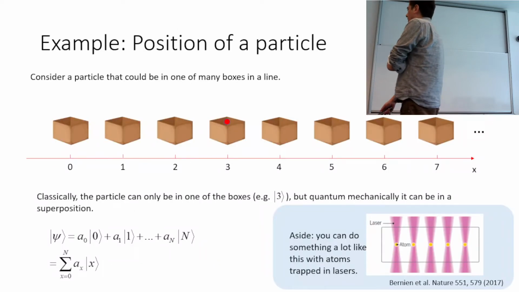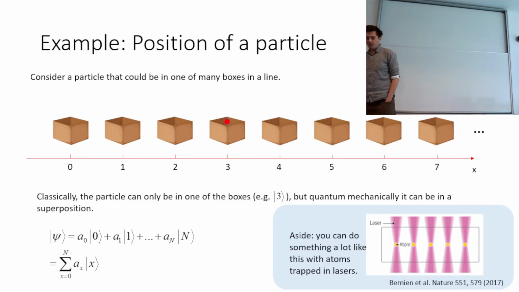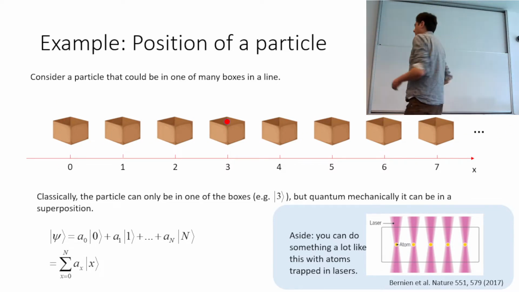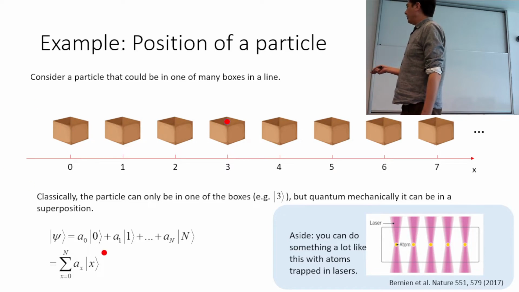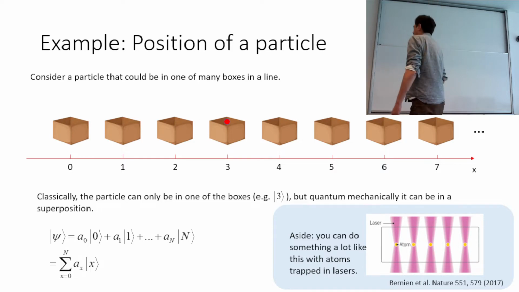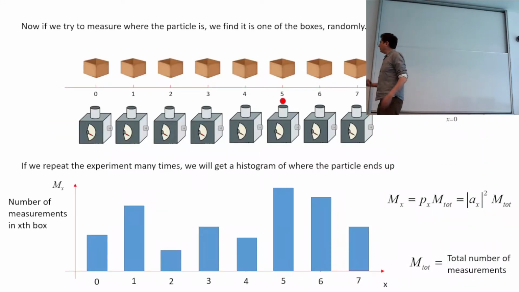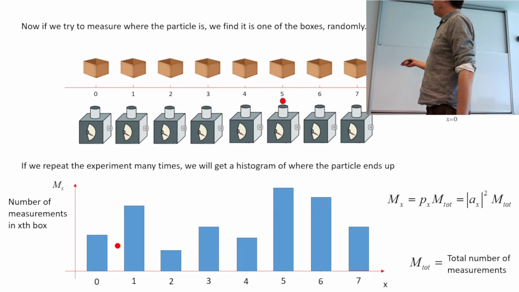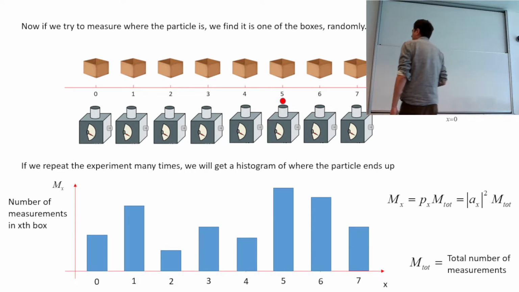Well, we started off with this example of, say, measuring the position of a particle, and let's say that it's in one of these boxes here. Each one of these boxes is a definite state, and when we measure, we're going to find that it's in one of these boxes. So quantum mechanically, we can write a superposition like this. There's some coefficients, which are complex numbers. And when you do the measurement, as we've discussed in previous chapters, the probability will be related to this coefficient squared, or modulus squared. And you're going to get some probability distribution if you do this a lot of times.